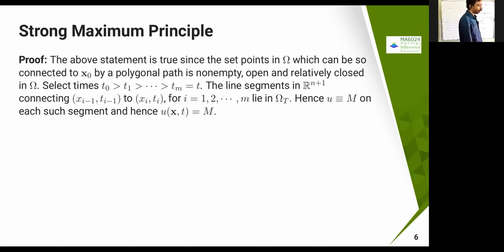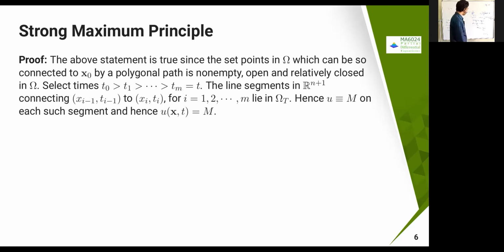And this statement is true. The above statement is true since the set of points which can be connected to x naught by a polygonal path is non-empty. It is going to be non-empty, and it is going to be open and relatively closed in omega. Within omega, it is relatively closed because I'm just connecting small line segments. So therefore, it is going to be.